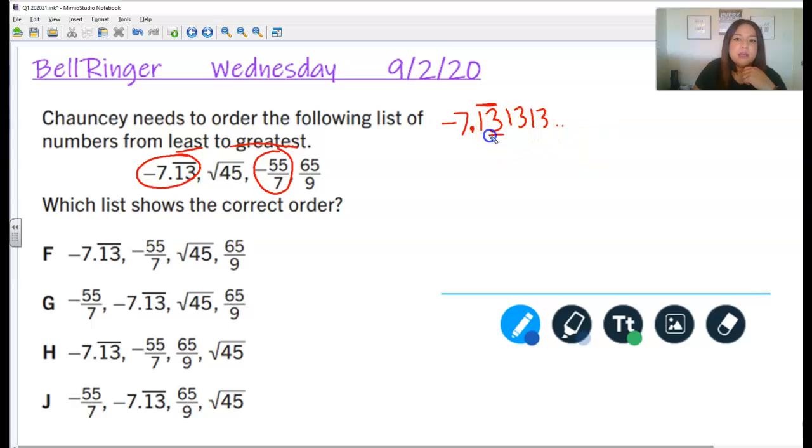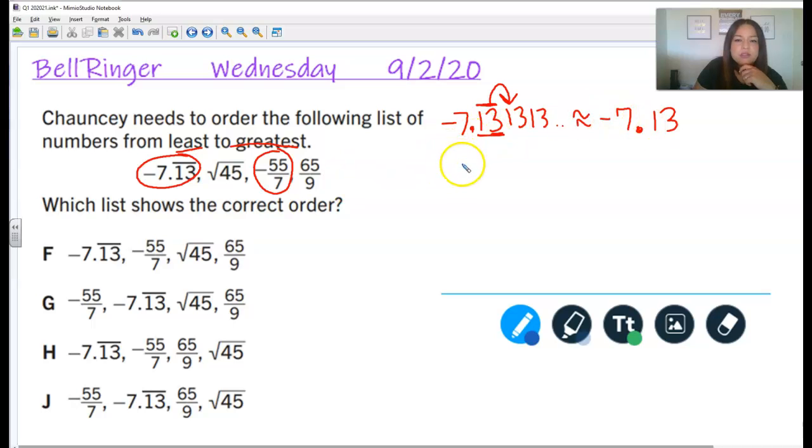In order for me to round this to 2 digits, I'm going to look at the neighbor. The neighbor to the right tells me what to do. If it's 4 or less, I let it rest. If it's 5 or more, I add 1 more. In this case, because the neighbor is a 1, I'm going to let it rest. So approximately negative 7 point, and I'm going to let the 3 rest.